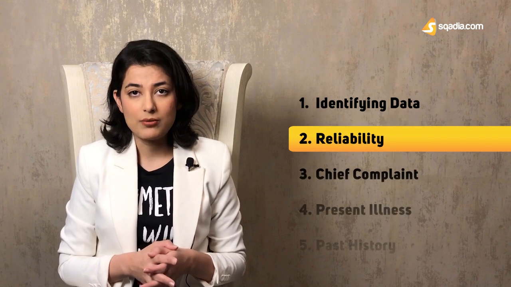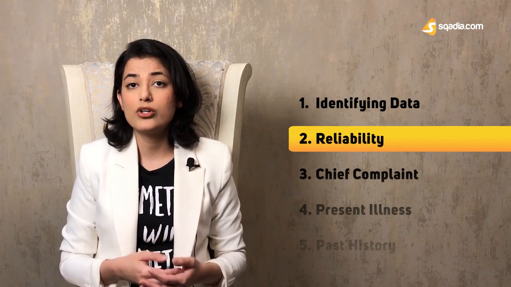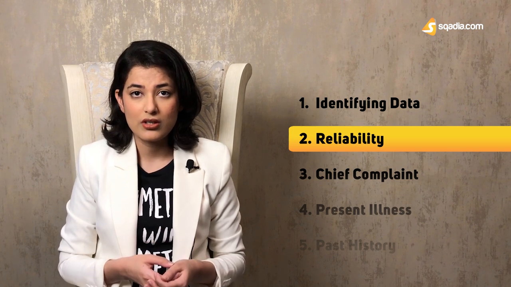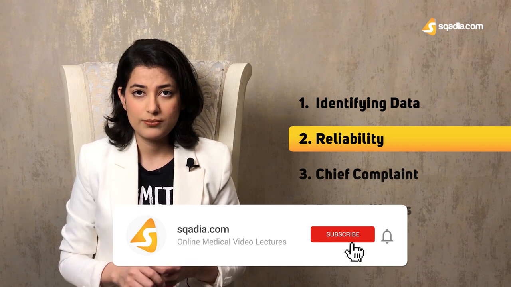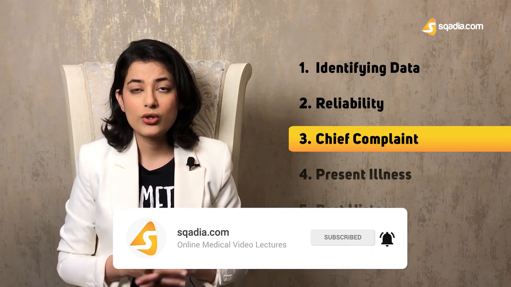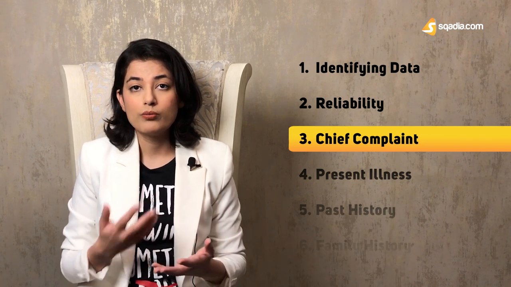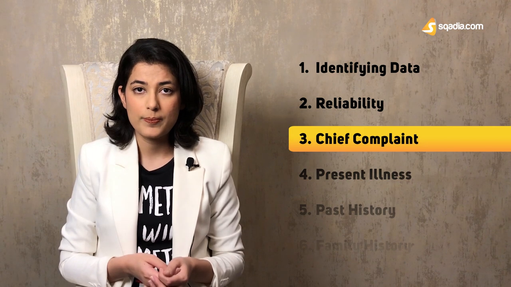The next is the reliability. This reflects the quality of the information given by the patient, and varies according to the patient's mood, memory and trust. The third is the chief complaint. This documents the patient's one or more symptoms or concerns with which they seek help or care.